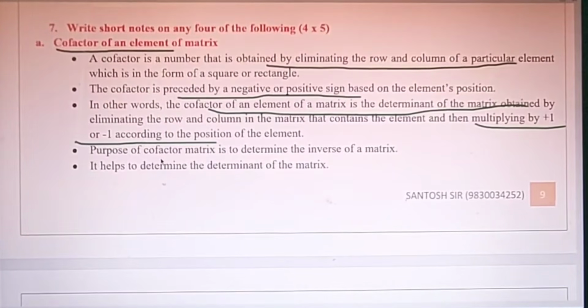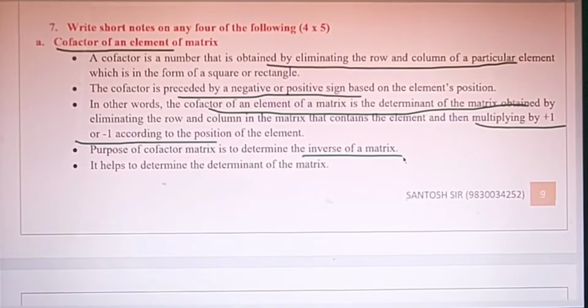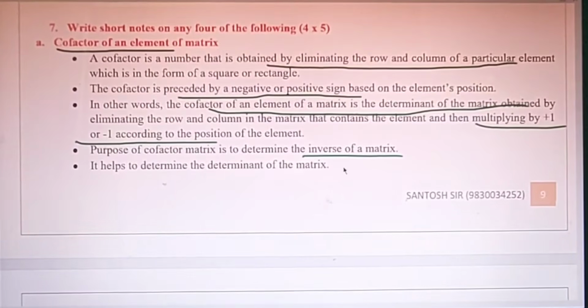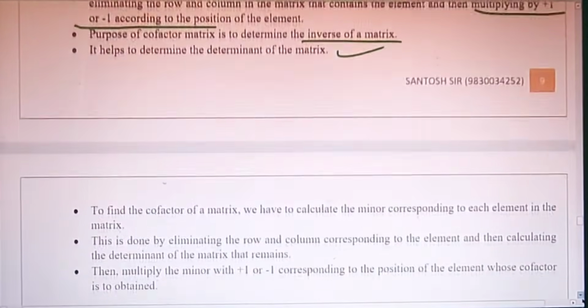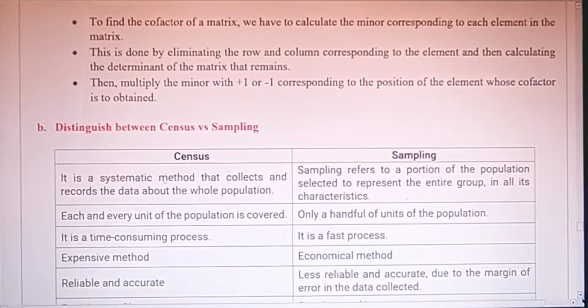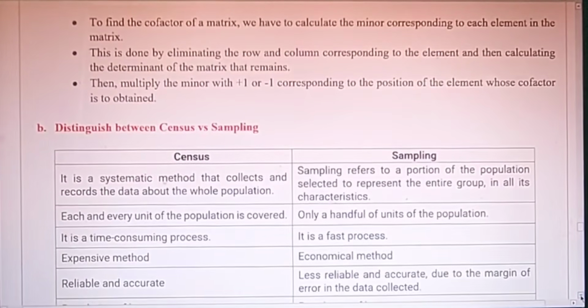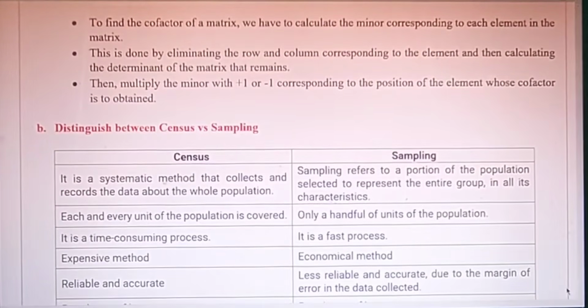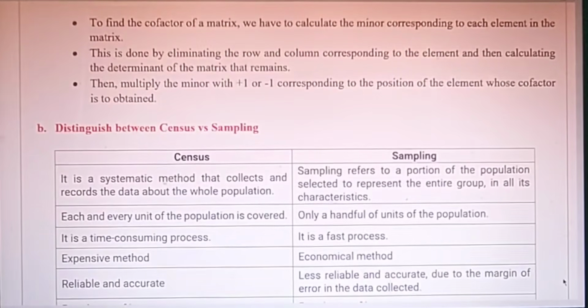The purpose of cofactor matrix is to determine the inverse of a matrix. This is very important. It helps to determine the determinants of the matrix. That is obvious. So like this, you can also write the formula. You can also give one example of this cofactor.